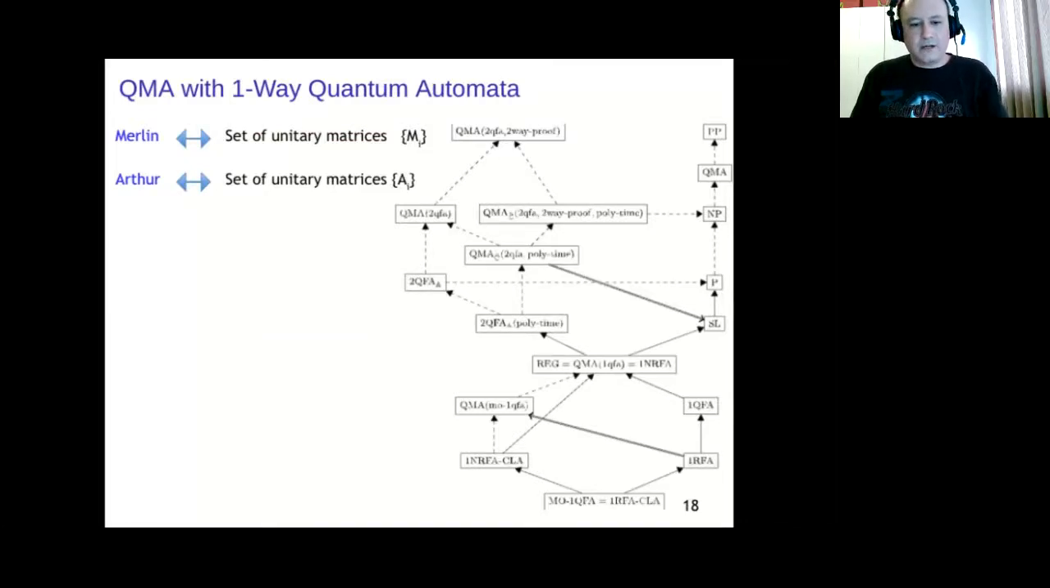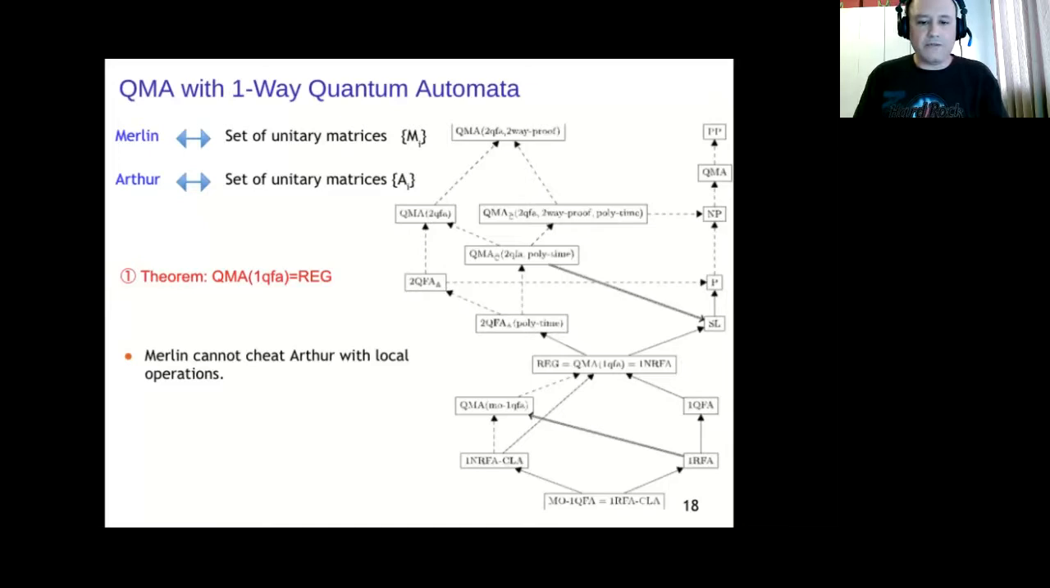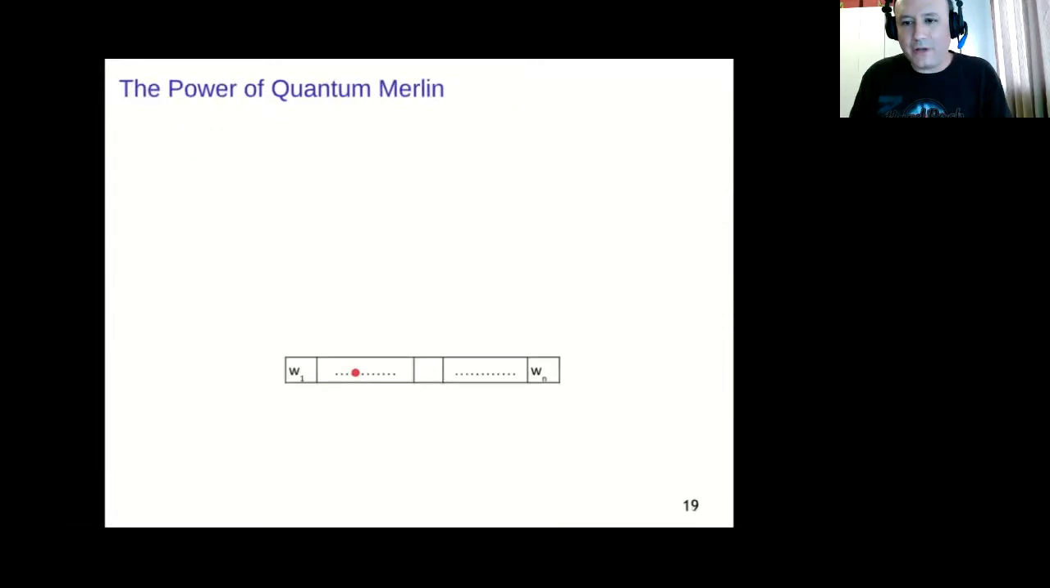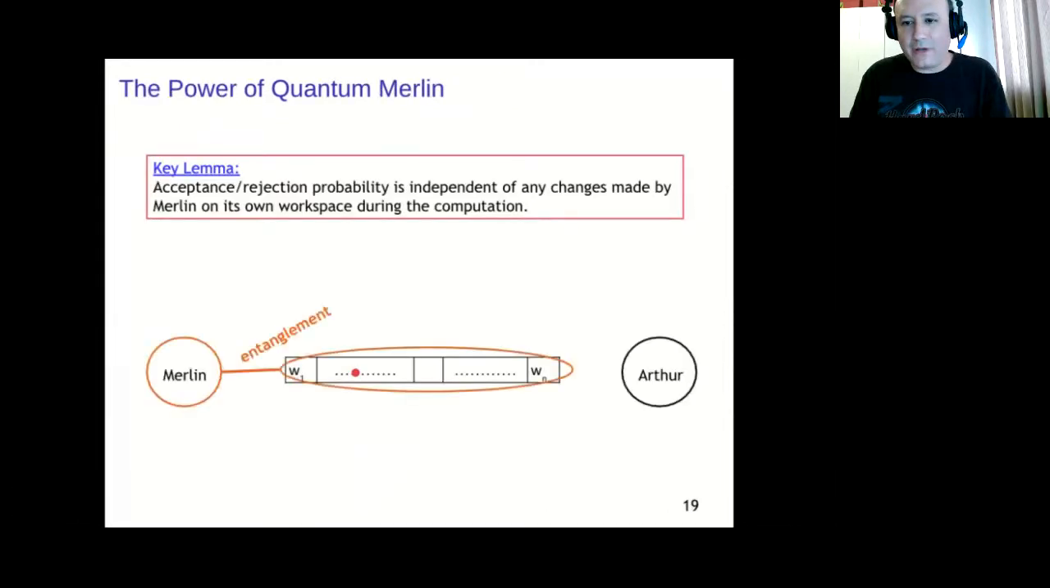In the case of the quantum QMA proof system, when the verifier is a one-way QFA, it's also just the regular languages. And the idea to prove that is that Merlin cannot cheat Arthur with local operations. What do I mean by that? This I do want to show you because it's really interesting.